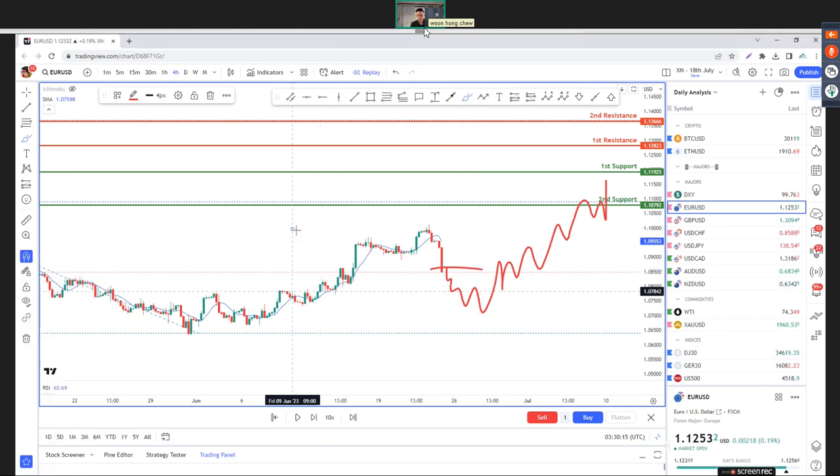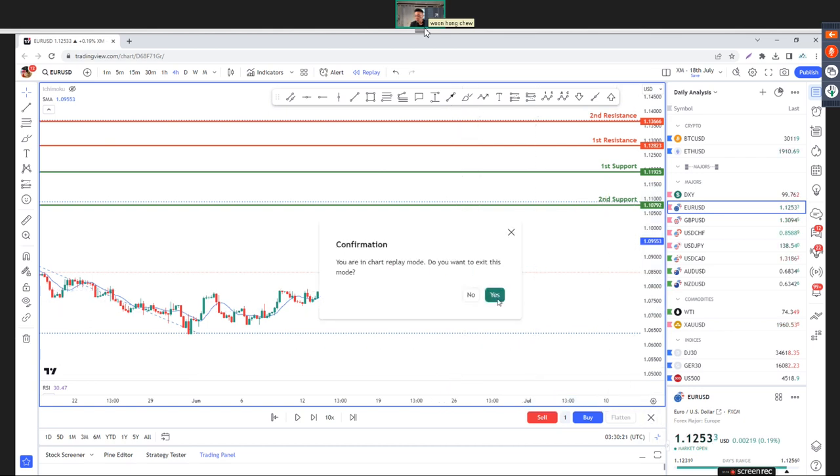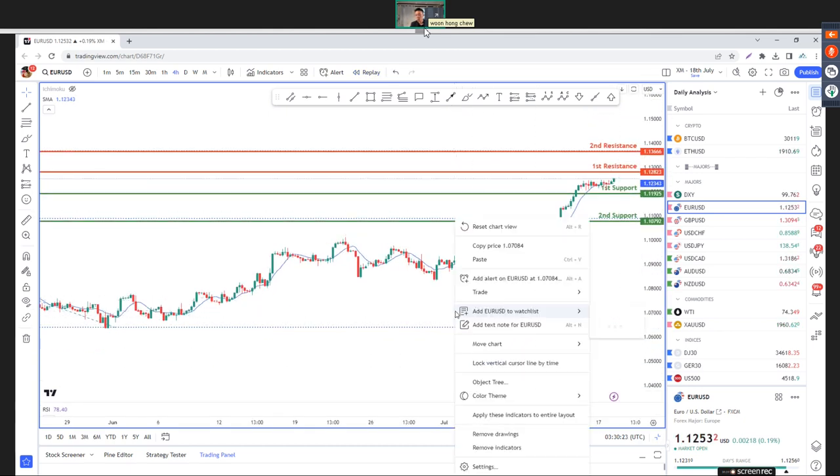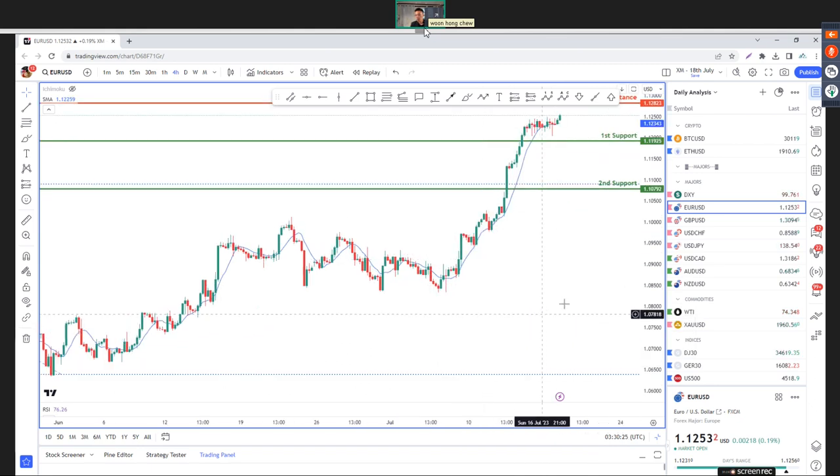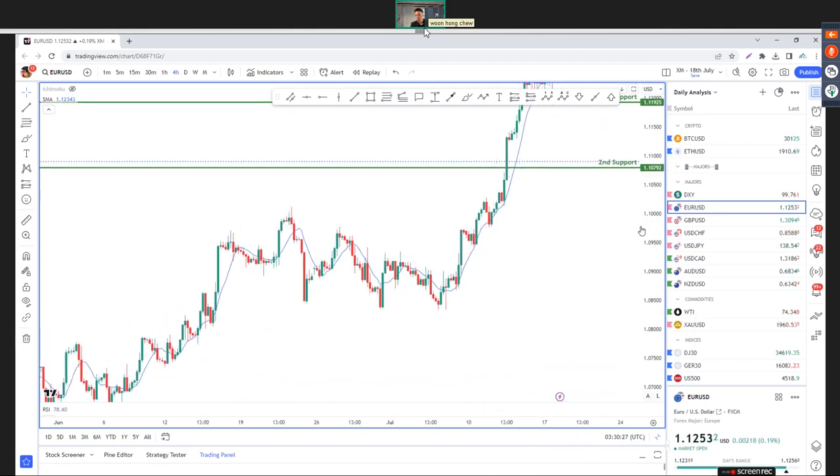But usually, I find that TradingView Premium is only good for those that are trading very frequently. And let's say you want to add an alert right here. So let's say we are trading the SMA. So we can see right here.